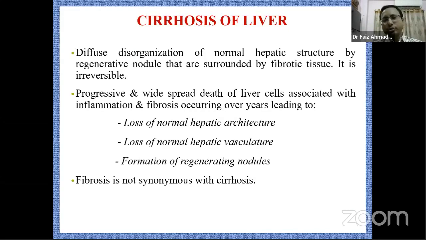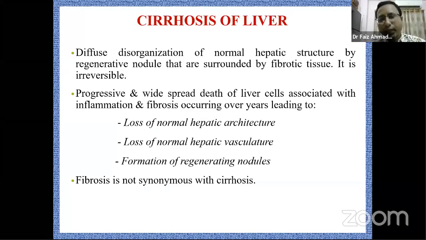So when there is cirrhosis, there is progressive and widespread death of hepatocytes, and this is associated with inflammation and fibrosis. Whenever there is any chronic injury to the liver, it could be by virus, toxins, alcohol, or any autoimmune disease, widespread inflammation occurs in the liver, which we call chronic hepatitis. This chronic inflammation leads to death of hepatocytes, mildly, moderately, or severely. In most cases, it occurs for a long time in mild to moderate severity.